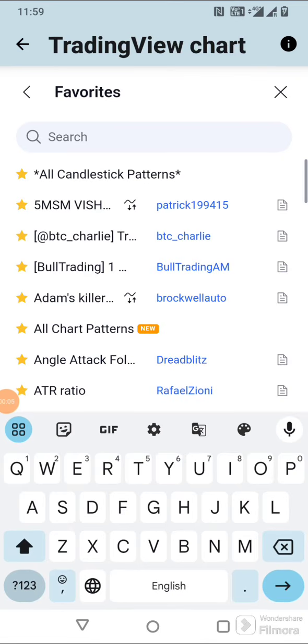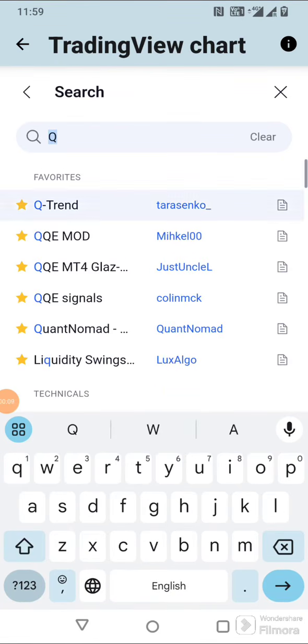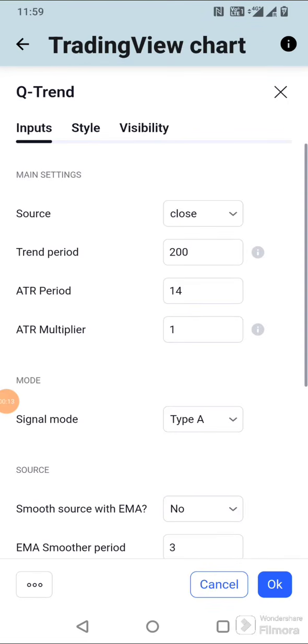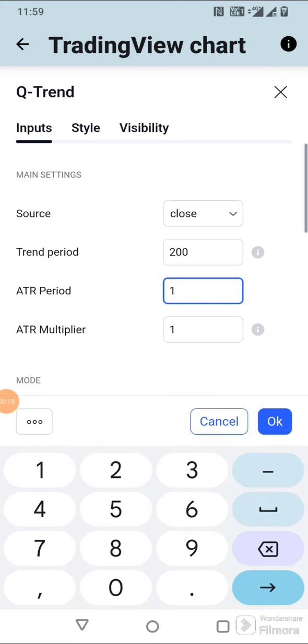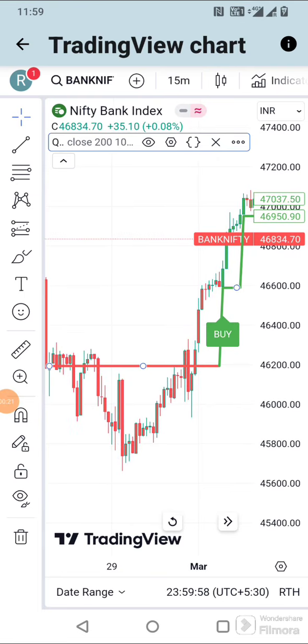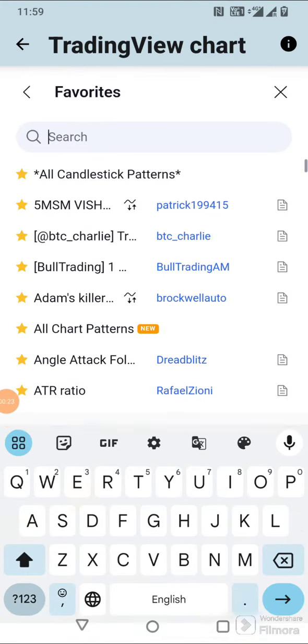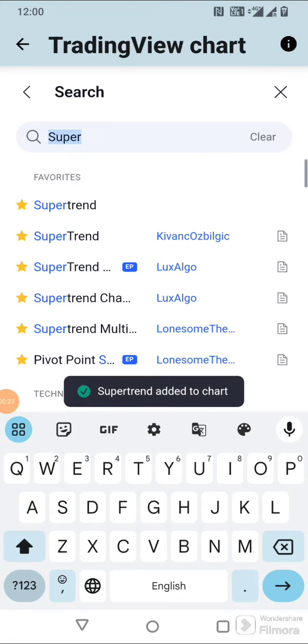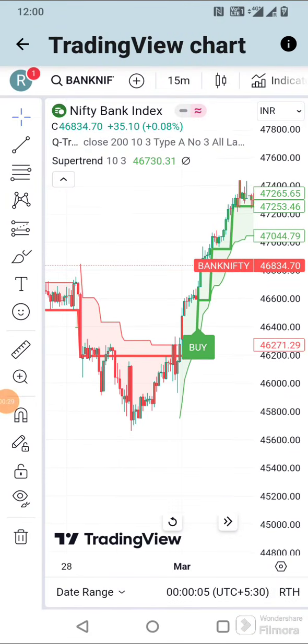Go to tradingview.com. In the indicator section, search Q trend. In the Q trend settings, make the ATR period 10 and the ATR multiplier 3. Add one more indicator for more accuracy, that is supertrend. Now both the indicators are applied.